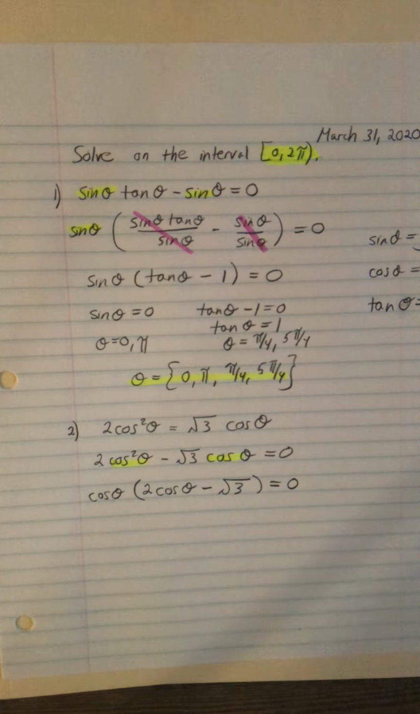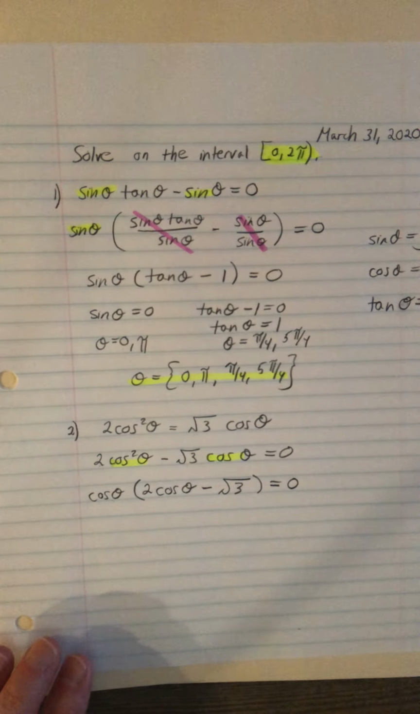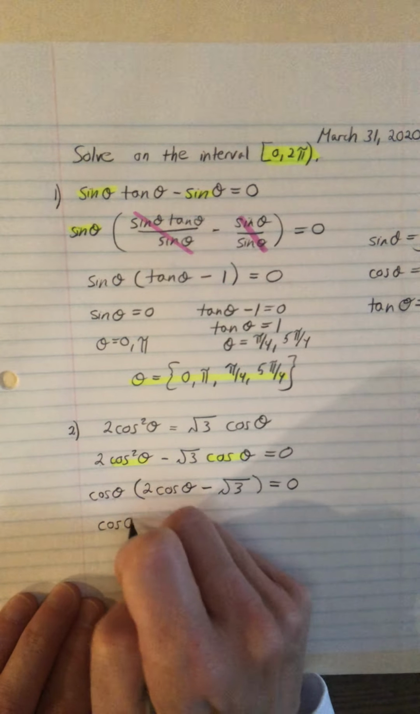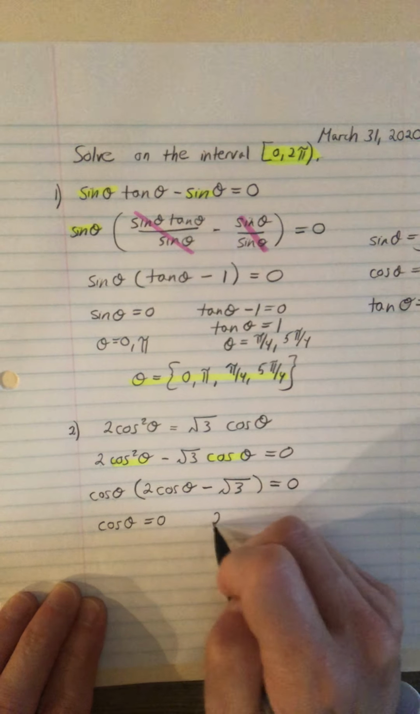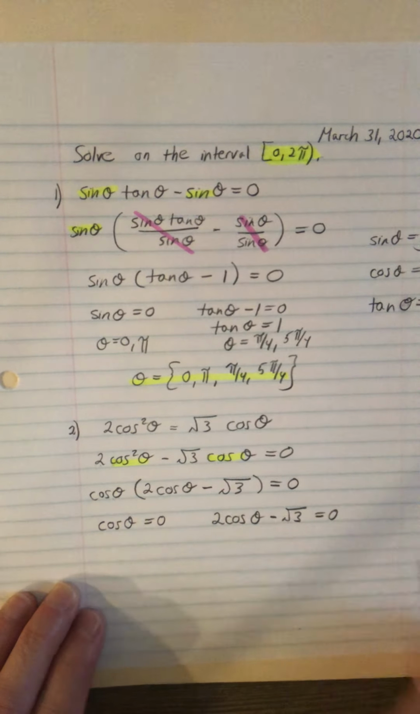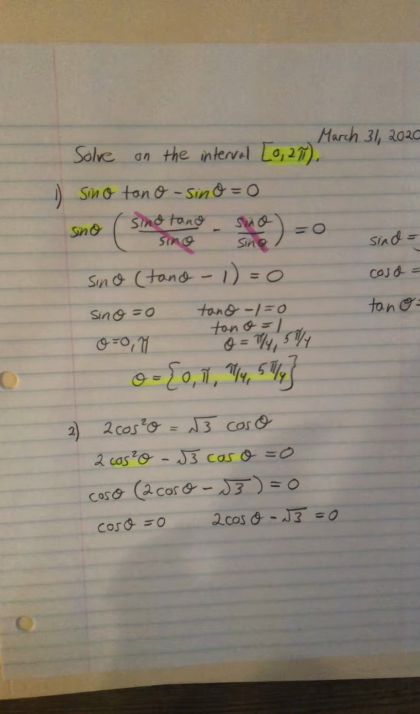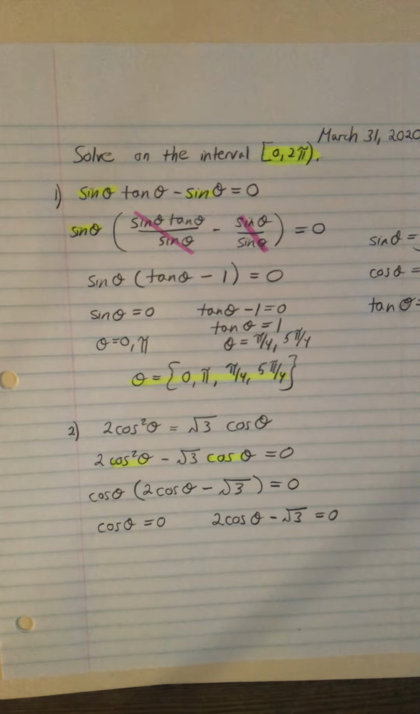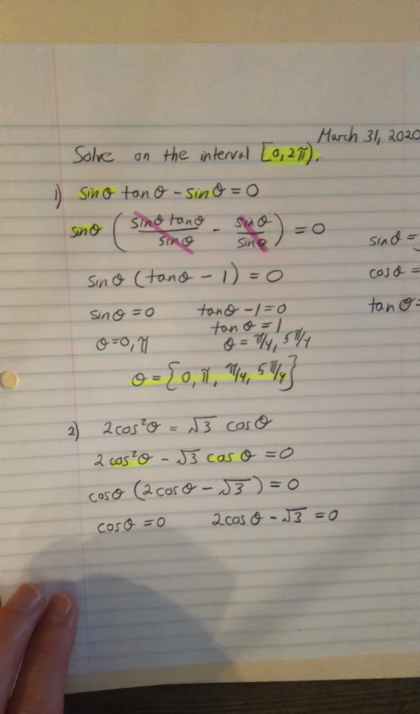Now we're going to do the same exact thing we did up here. We're going to break this down. I'm going to say cosine theta equals 0 and 2 cosine theta minus root 3 is equivalent to 0. So I'm going to set both of those terms equivalent to 0 because their product is 0. And the 0 product property states that if the product of 2 values is 0, one or both of them would have to be 0. So now let's take a look at the theta values that would give me a product of 0 here.